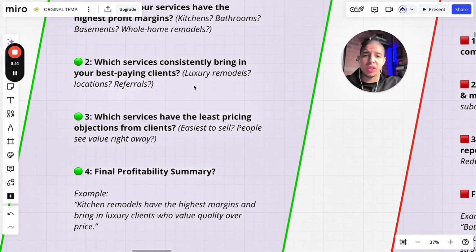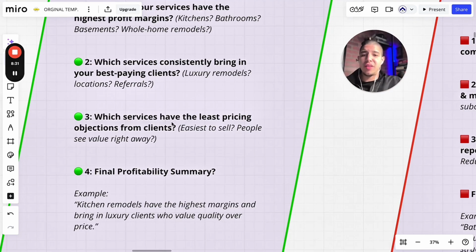Second thing, which service consistently brings your best paying clients? Is it luxury remodels? Is it locations? Is it referrals? How do you actually achieve the client who doesn't give you that headache while you're working? We all know that client who just stays there and watches you work. We don't want to work with those guys, right?